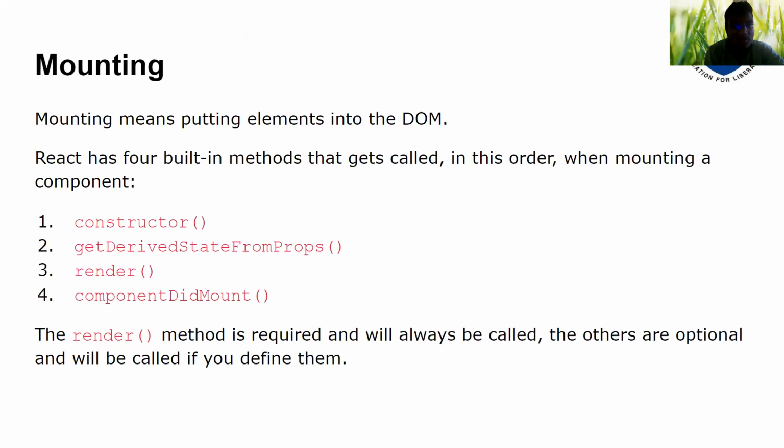Mounting phase. Mounting means putting elements into the DOM. It consists of the following methods: constructor, getDerivedStateFromProps, render, componentDidMount. In this case, the instance of a component is created and inserted into the DOM. It consists of componentWillMount. This is invoked immediately before a component gets rendered into the DOM. In case you call setState inside this method, the component will not re-render.